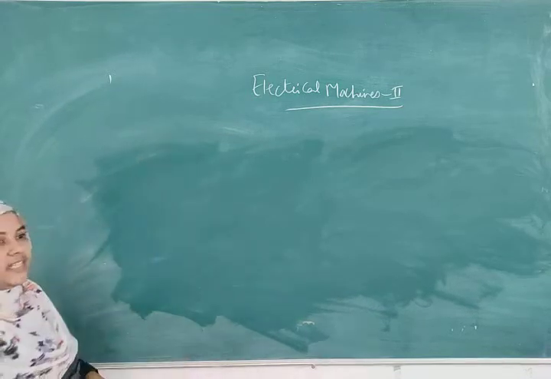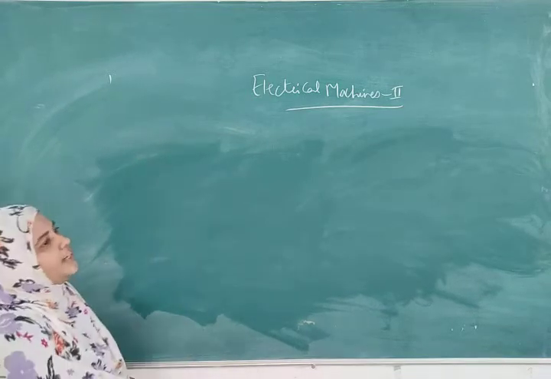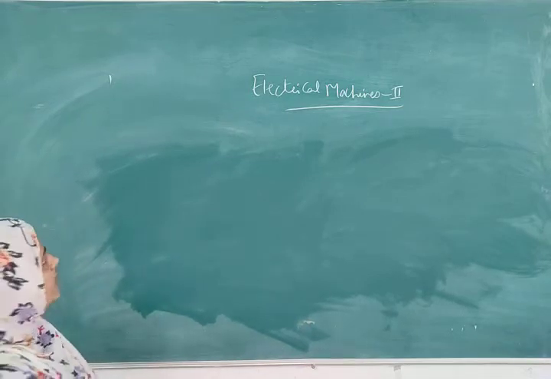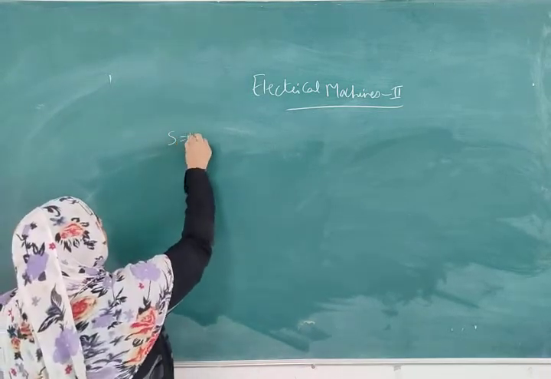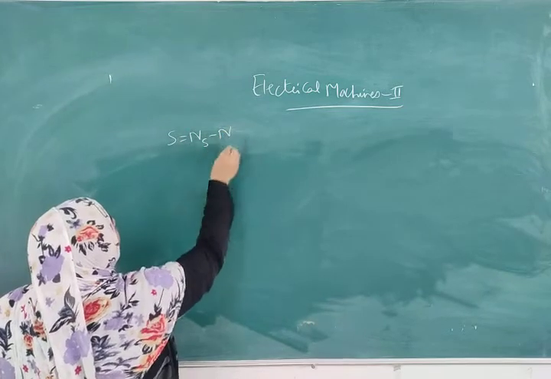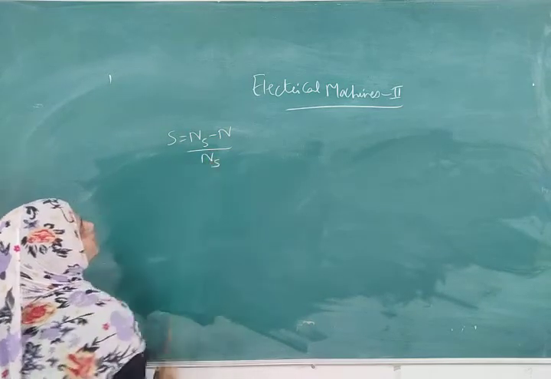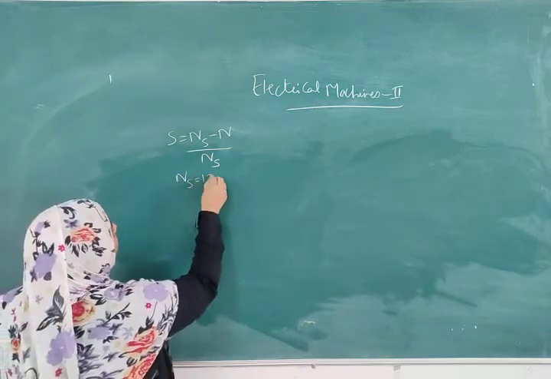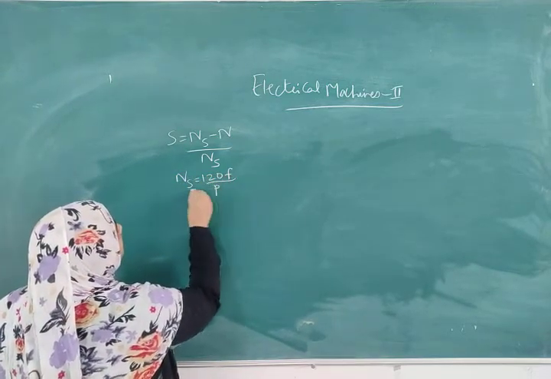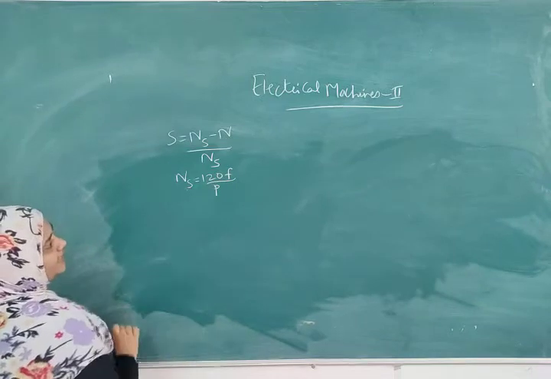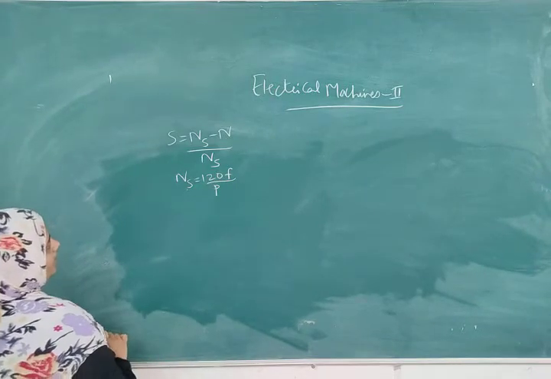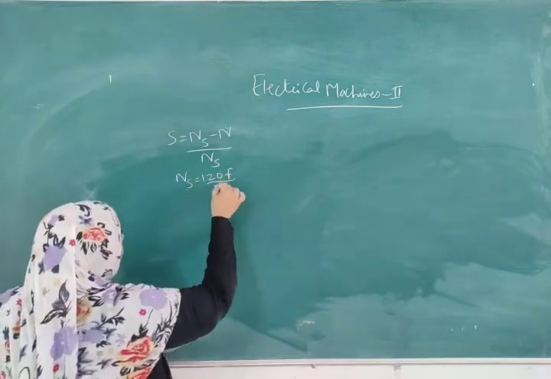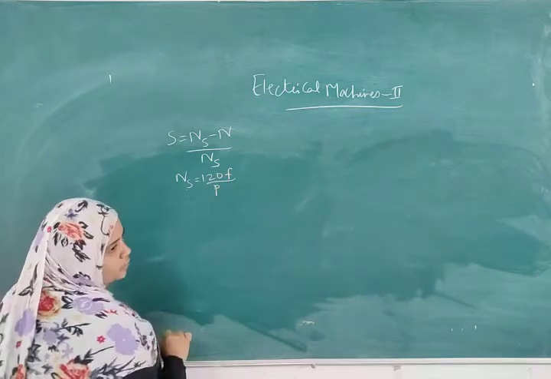Also, in the previous class we have seen the very important concept called slip. Slip is defined as the difference between synchronous speed and speed of the rotor, expressed as a percentage of synchronous speed, where Ns is equal to 120 F by P. This is the synchronous speed of the rotating magnetic field. F is the supply frequency in hertz and P is the number of poles of the stator.